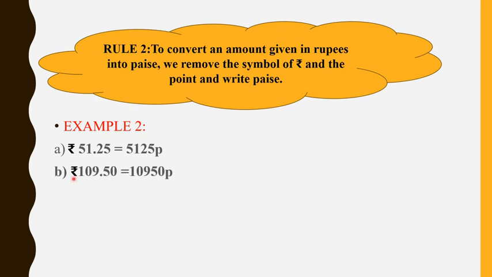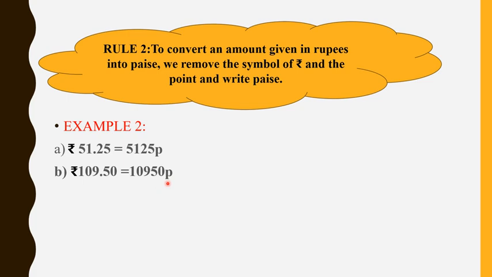Let's see another example. Rupees 109.50. Rupees 109 and 50 paise, right? So how are you going to represent this in paise? You're going to remove the symbol of rupees and then the dot and then write the numbers as it is. So we will write the numbers 10950 and then we will add P, paise, because we are converting this into paise.